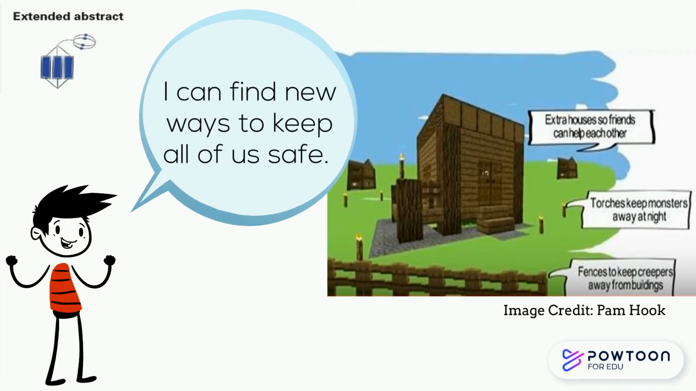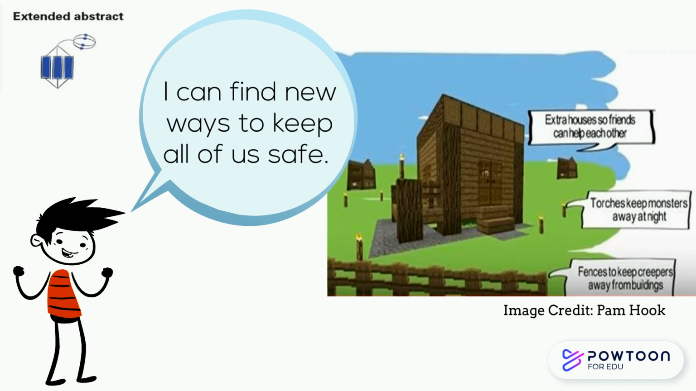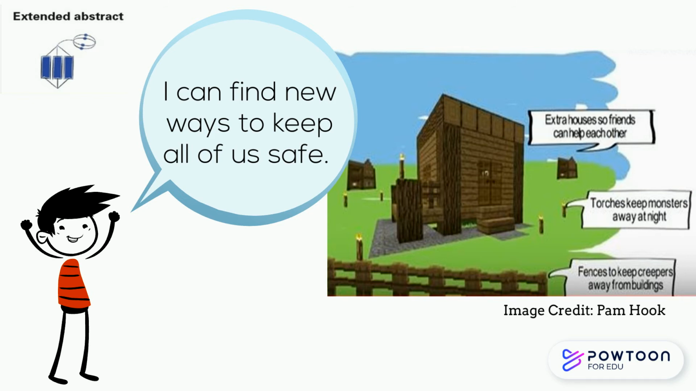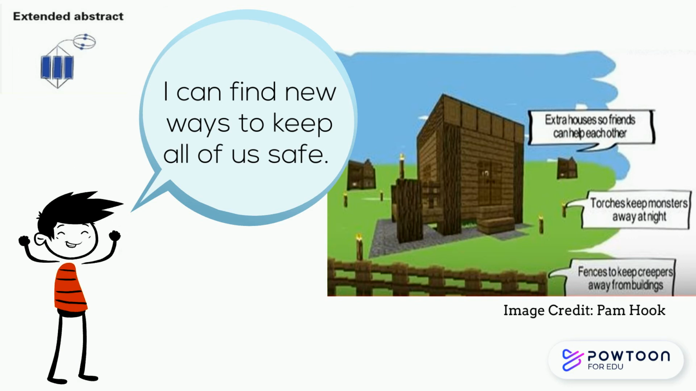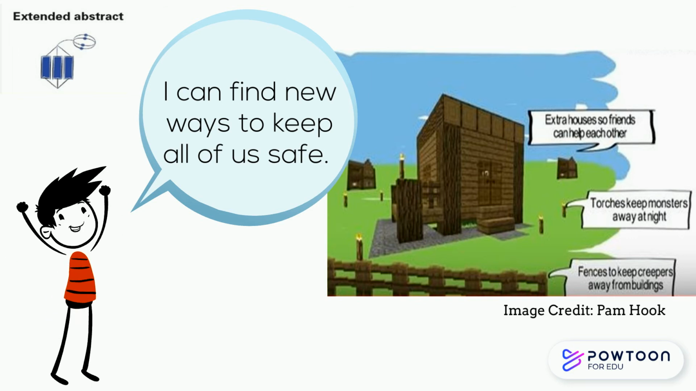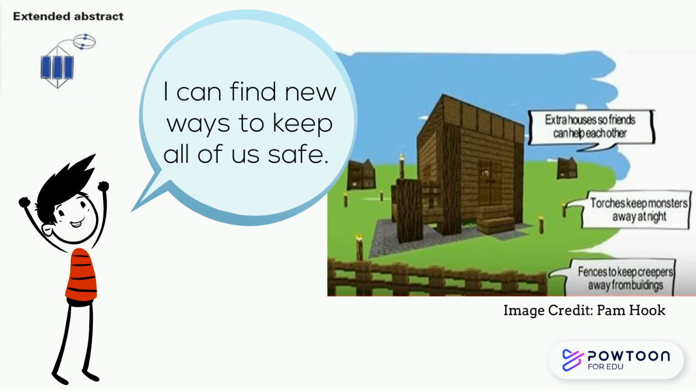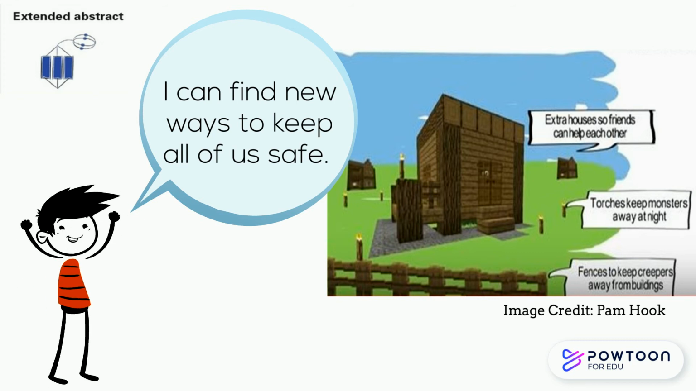At the extended abstract level, the student is able to make connections not only with the given subject matter, which is a house, but he's able to go beyond it. He's able to generalize and transfer the principles and ideas underlying the specific instance. Here, students recognize that houses do not exist in isolation. They are part of a larger community and involve external infrastructure. So building extra houses so that friends can help each other makes houses safer than before. And the building of external infrastructure like torches and fences is particularly useful.